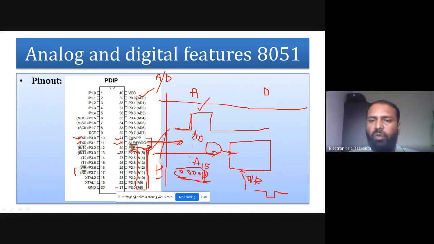So what data do I want to write? Memory will look for data on the data bus. This is nothing but the address bus, and memory will look.